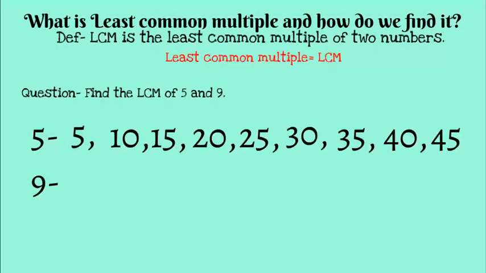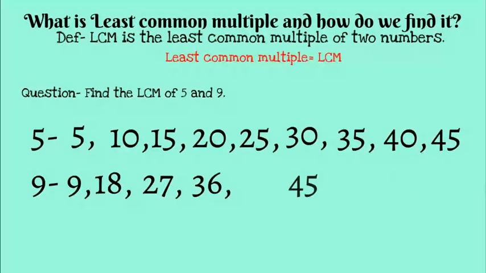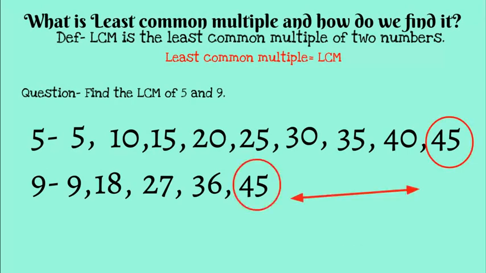Then let's move on to listing the multiples of 9. So 9, 18, 27, 36, and 45. Wait a second. I see that there's a 45 in the 5 and in the 9. So let's see, 45 and 45. They seem to be common.